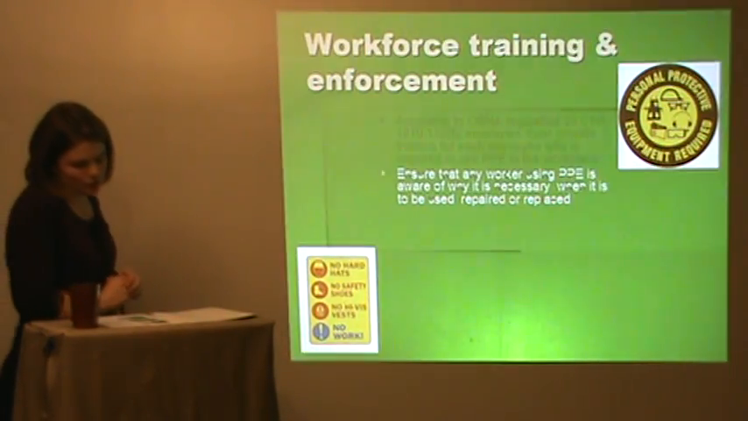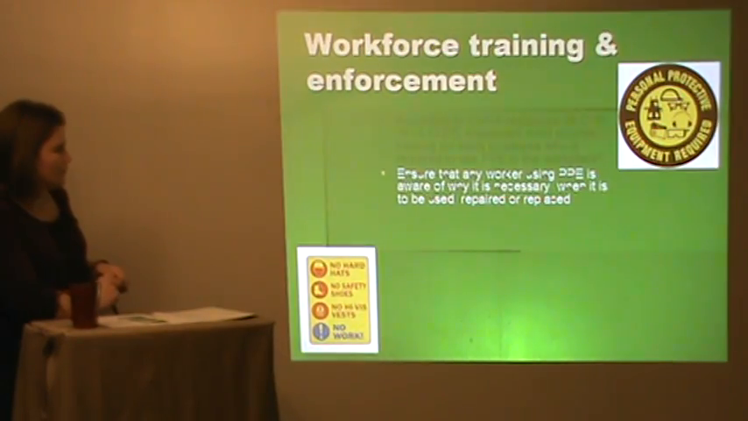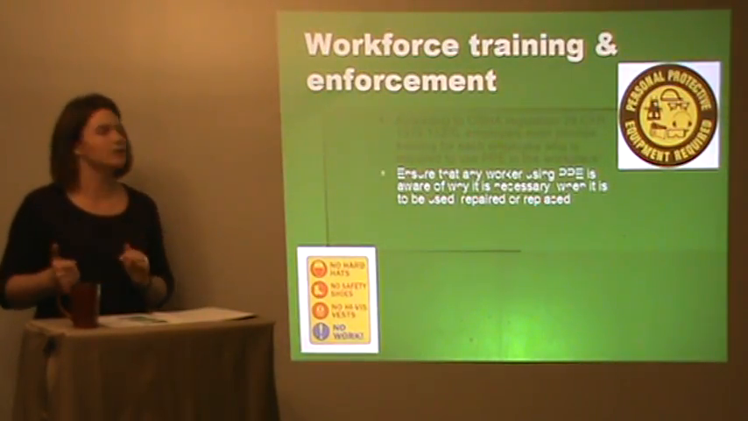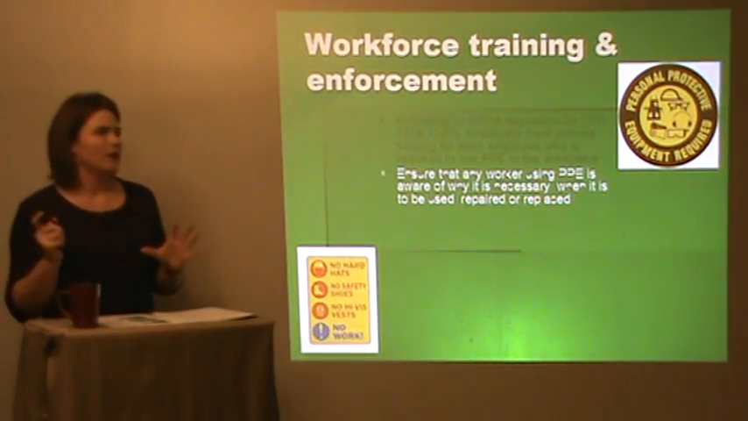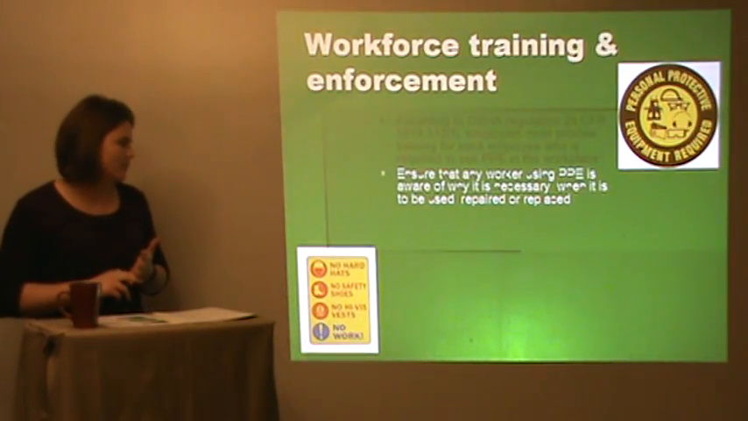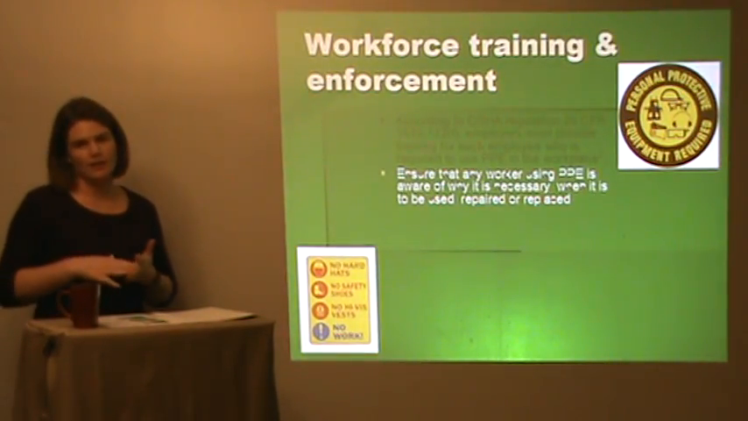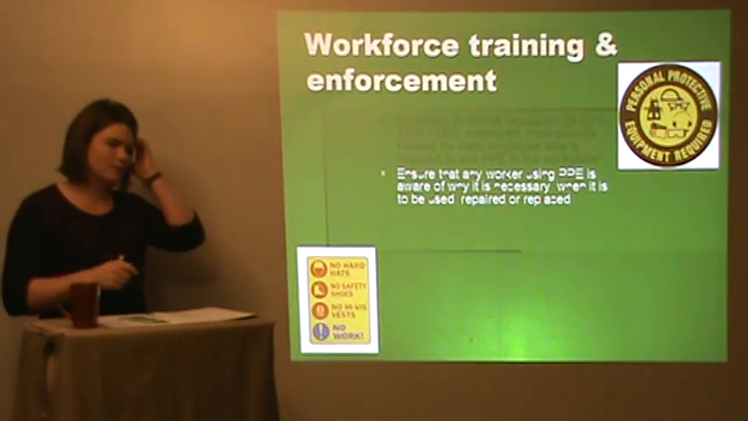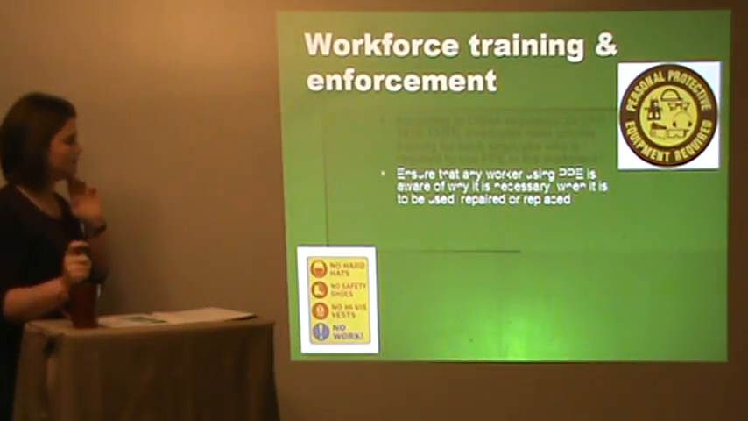And we should ensure why it is necessary. Yes, we should ensure that the worker using the PPE knows why they need to be using it, and that they're using it correctly, and make sure that they're inspecting it on a regular basis so that it could either be repaired or replaced, to make sure that the PPE is consistently doing its job.